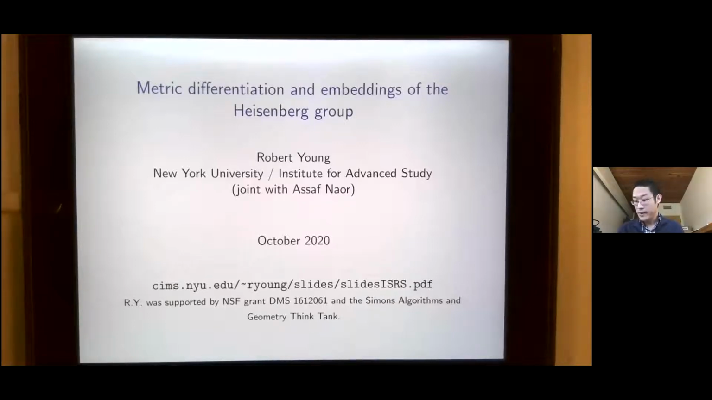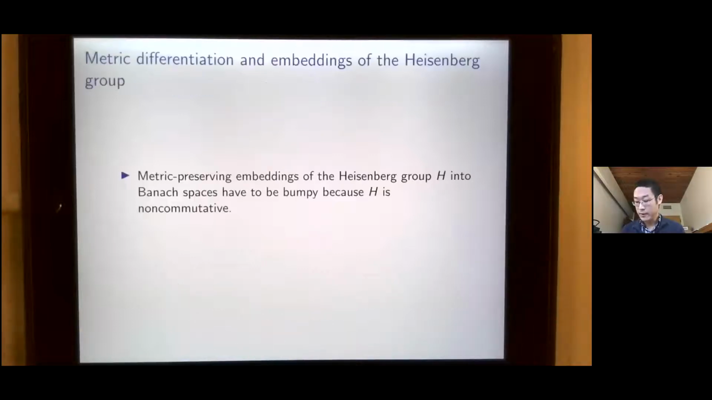So today I want to talk about metric differentiation and embeddings of the Heisenberg group. Really, my goal is to try to convince you of two things. One, that the Heisenberg group is a three-dimensional nilpotent Lie group. It's the simplest non-abelian nilpotent group, and that non-commutativity affects its geometry. It turns out that embeddings of the Heisenberg group into Banach spaces have to be bumpy because of that non-commutativity. That's one thing I want to convince you of.